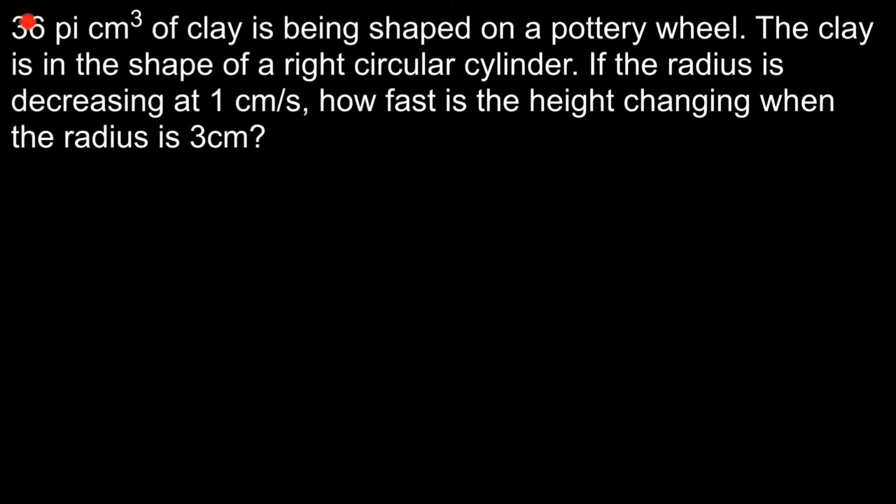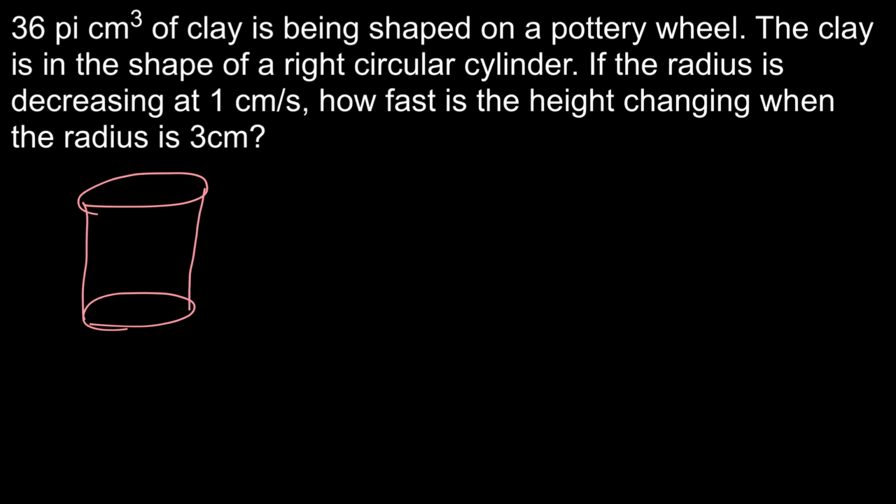Right away we see that we have 36 pi centimeters cubed. We also have a right circular cylinder. We know that the radius is decreasing at 1 centimeter per second, and we want to know about the height when the radius is 3 centimeters. So before we start diving into all the details, we should definitely draw a picture to get our heads around the problem. It's being shaped on a pottery wheel into a right circular cylinder, so we have something that looks like this.